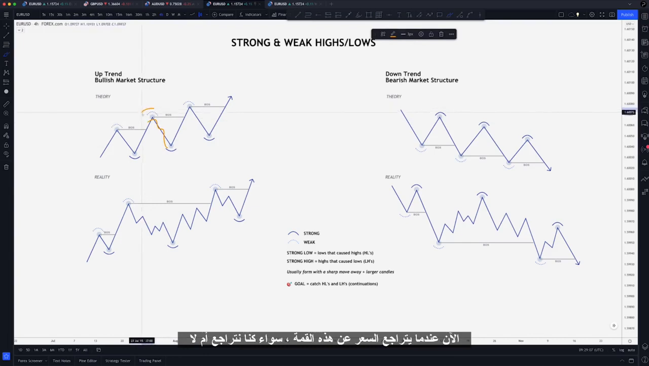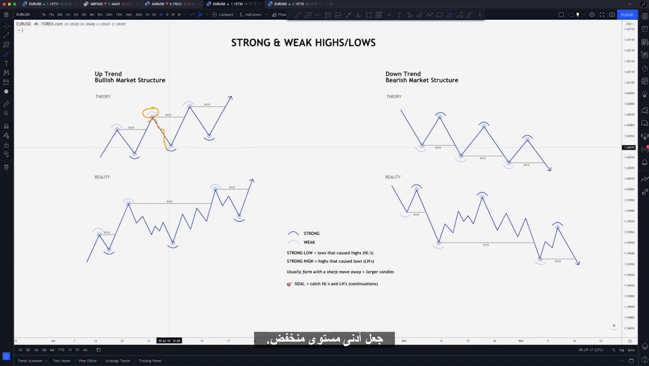Now, when price pulls back, this high where the pullback initiated from, right? If it doesn't take out that strong low, then actually that means it's a weak high because it's failed to do its job. That high has failed to make a lower low.